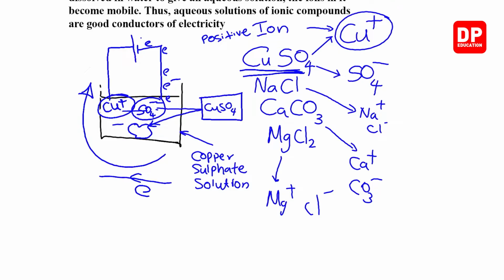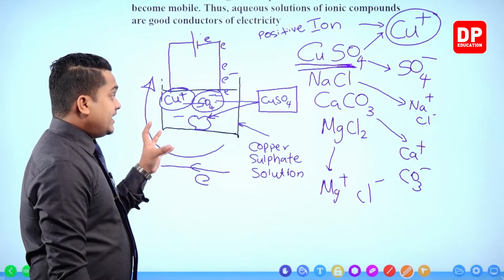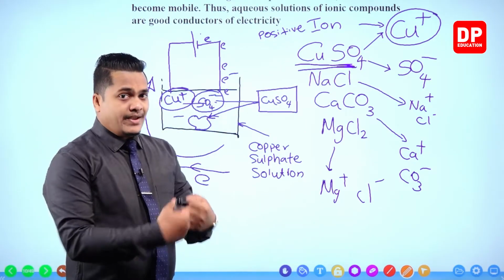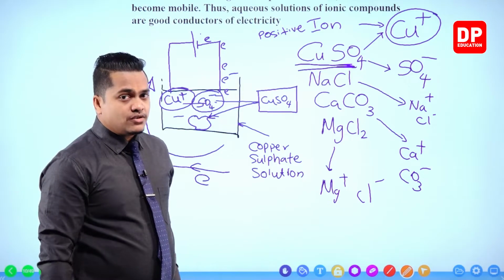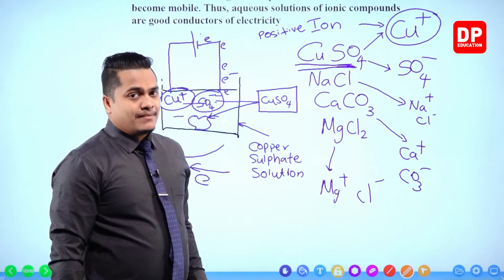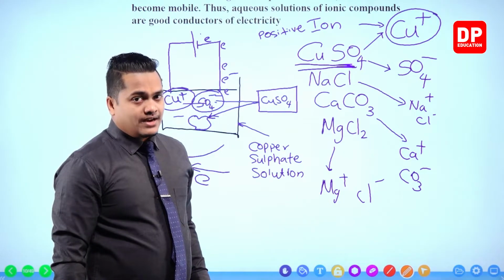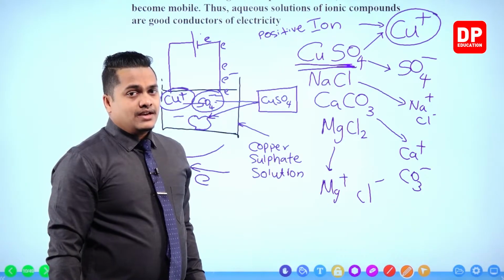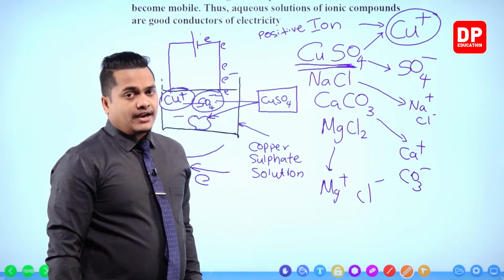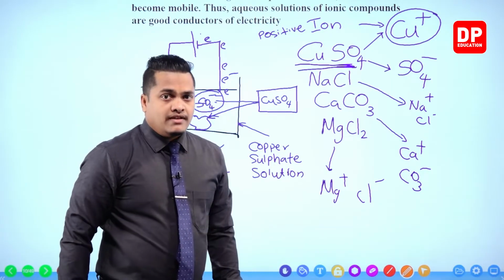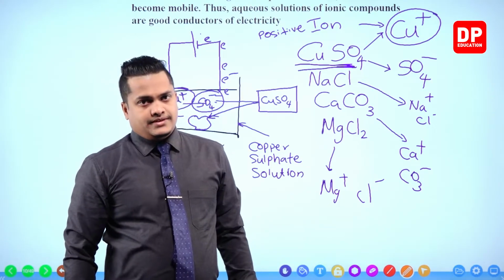So copper sulfate in the solid state is a solid like this with opposite charges tightly packed together. However, when you dissolve it in water, what will happen? Charges get separated into the plus metal ion and the related negative one, and these plus and minus charges can deflect electrons through the solution. So the solution will have the ability to conduct electricity.